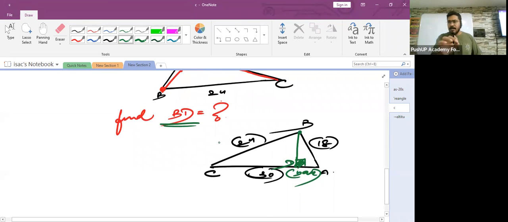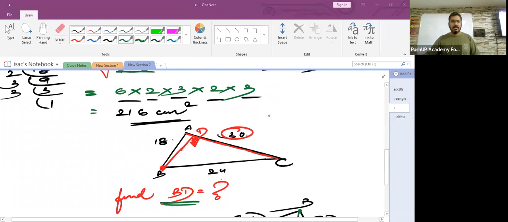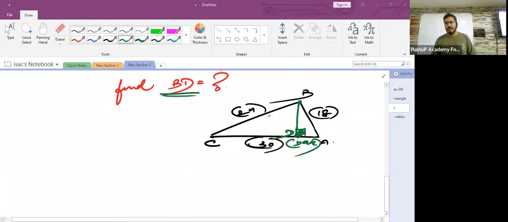Children, whether for a given particular triangle, you find the area by using Heron's formula or by using 1/2 into base into height, will the area change? No, the area will never change. How much was the area of this triangle? It was 216 centimeters square. Do you all agree with that? You had found 216 centimeters square.